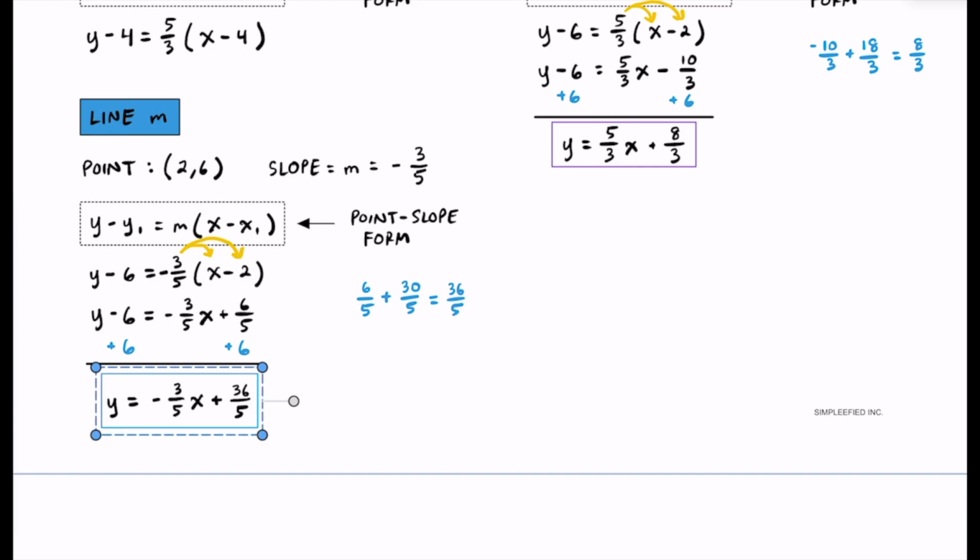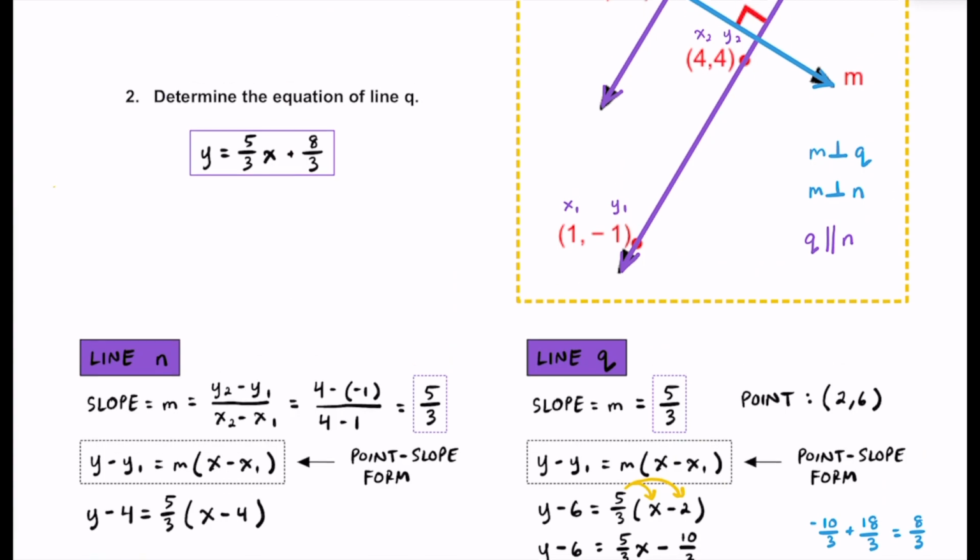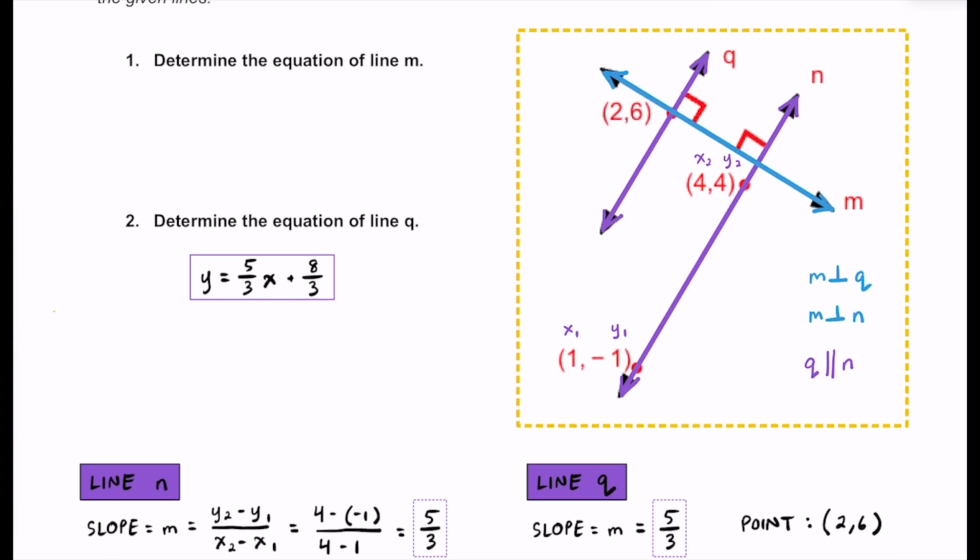So this right here would be the equation for line M, which I know I said we were going to do first, but I accidentally did second, so sorry about that. But that's the equation for line M.